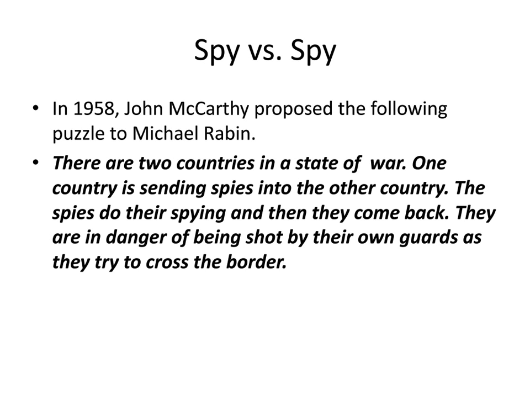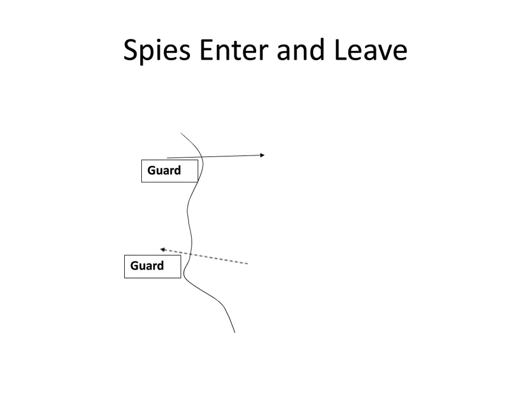Okay, so there are two countries in a state of war. One country is sending spies into the other country. Remember, 1958 is the middle of the Cold War. The spies do their spying, and then they come back, but they're in danger of being shot by their own guards as they try to cross the border. Okay, sounds bad. So what do they do? They need some kind of password mechanism so that when they come back, the guards don't shoot them. But there's a little hitch. The spy might go in one way and come back another way, so we can't count on just the guard recognizing the spy.